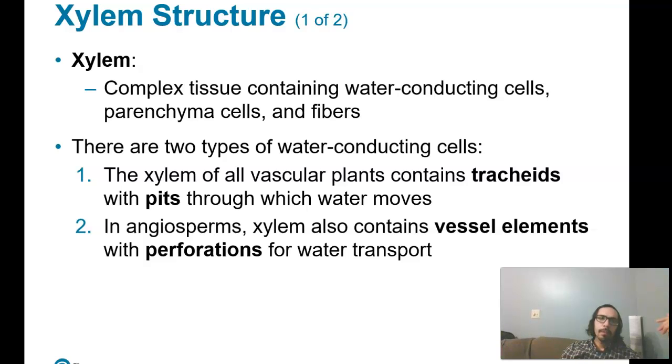Okay, so we'll continue with the xylem structure in the next video.